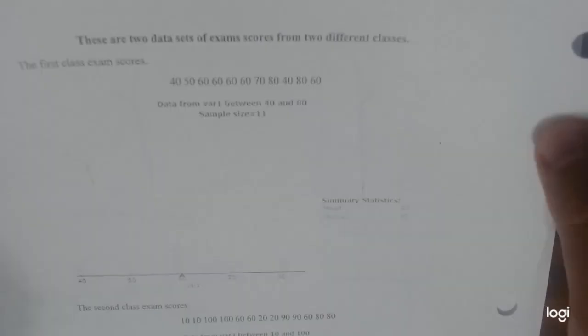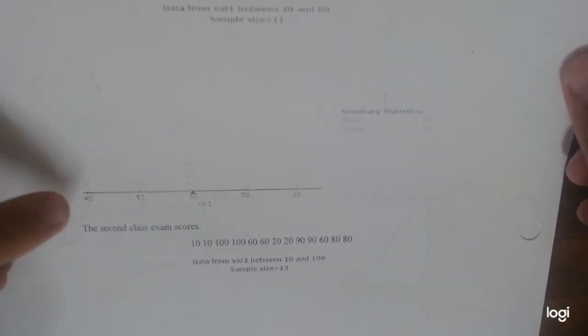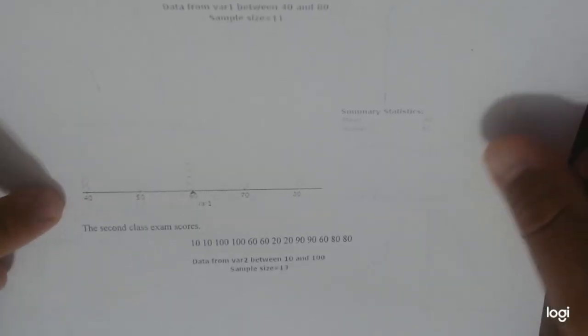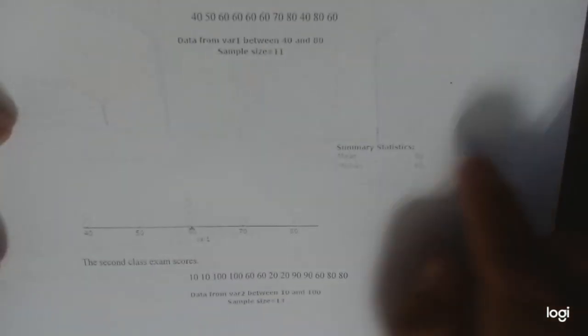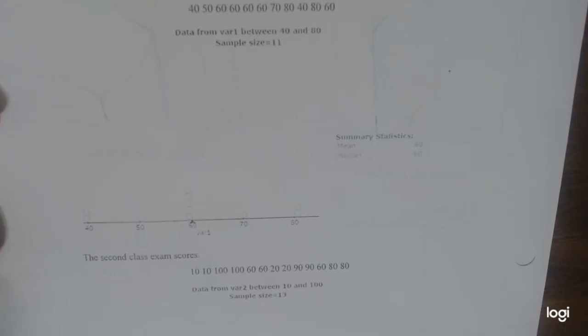Now, one thing I was hoping you saw: notice the sample sizes are actually pretty different, 13 and 11. That's one major difference. Looking at the dot plot, you can see a couple of differences as well. One goes from 40 to 60. The other goes from roughly 10 to 100. And hopefully you notice the similarity is they have the exact same mean and median, both 60 and 60.